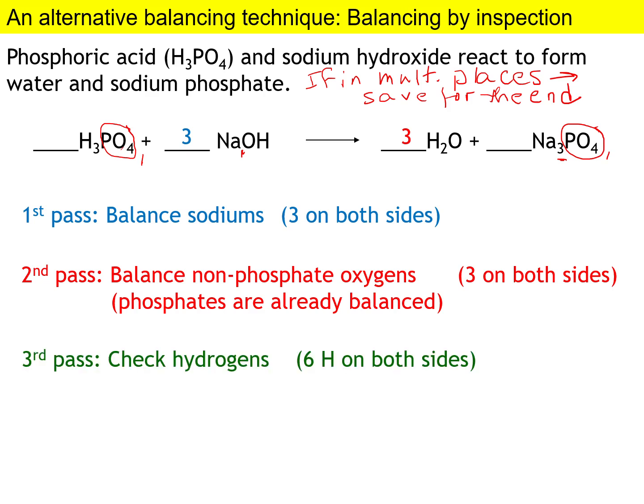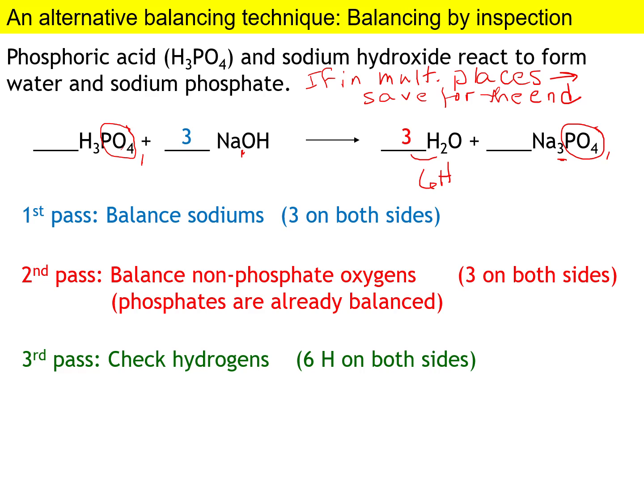And then we need to check our hydrogens. That's the only one that's left because we've already determined that the phosphates are balanced. So I'm going to do the product side first. We have 3 times 2, so we have 6 hydrogens on the product.